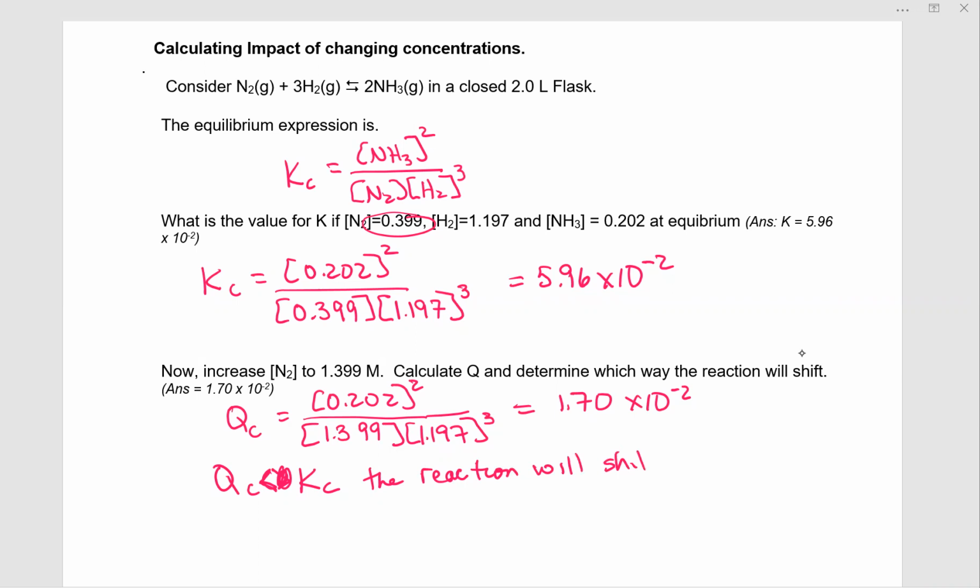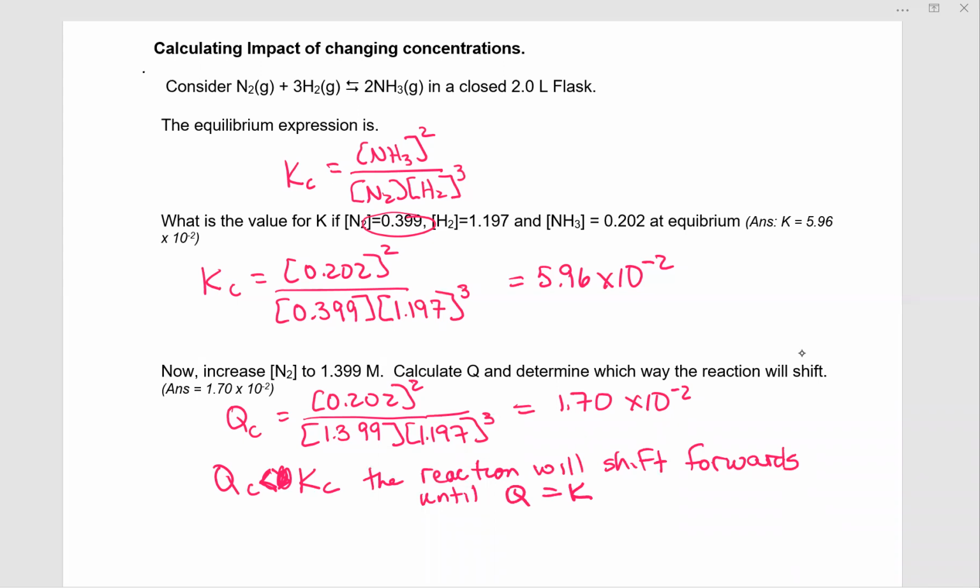What we have right now is too many reactants, so our numerator is too small compared to our denominator. So the reaction will shift forwards until Q equals K. Now, this is exactly what you would have predicted looking at the reaction up above.